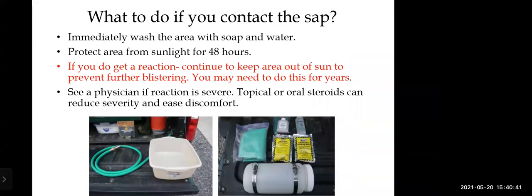So what do you do if you do contact the sap? It's important to cover the area immediately to protect it from sunlight to prevent that reaction from happening, and wash with soap and water as soon as possible. These are examples of the wash basins that the DEC crews have with them at all times. They contain water, soap, and eye wash. They have them at their vehicle if they're working roadside. If they're working 15 minutes or more from the vehicle, then they take a field kit with them containing water, soap, and eye wash. After washing, you'll need to protect the skin from sunlight for at least 48 hours.